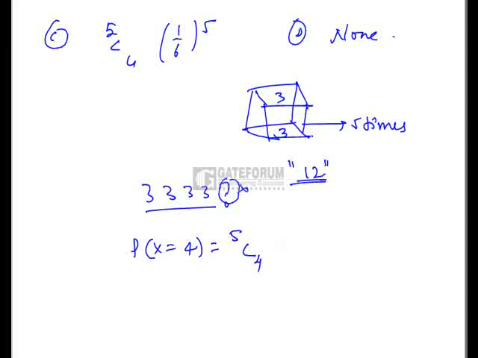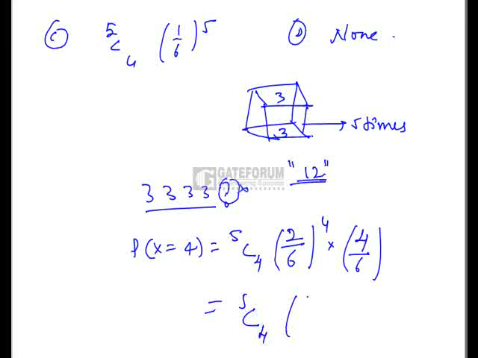We need exactly 4, and the probability of getting a 3 is nothing but 2 chances out of 6 chances, raised to the power of 4, into the probability of not getting it, which is nothing but 4 chances out of 6 chances. And if we simplify, it will be 5C4 into (1/3) raised to the power of 4 into 2/3, which is nothing but option A.